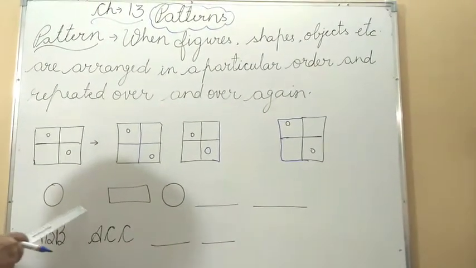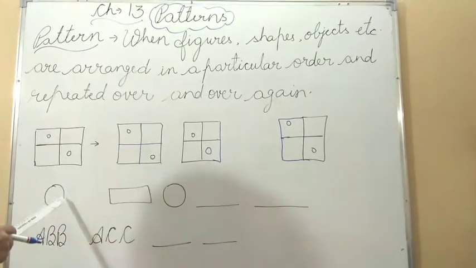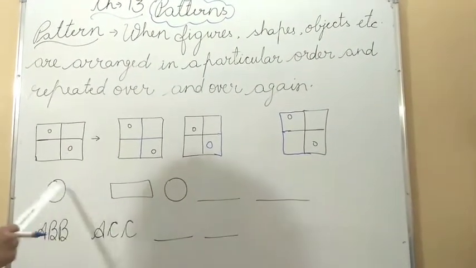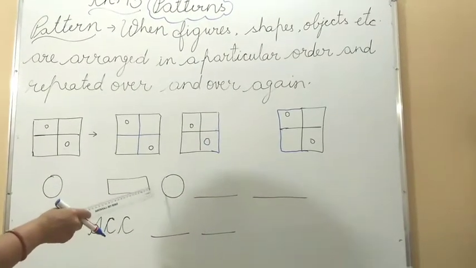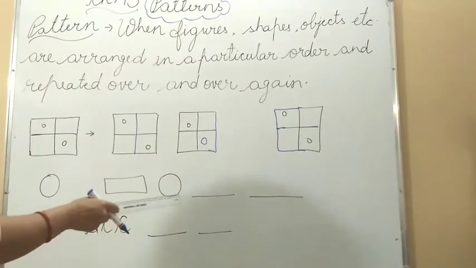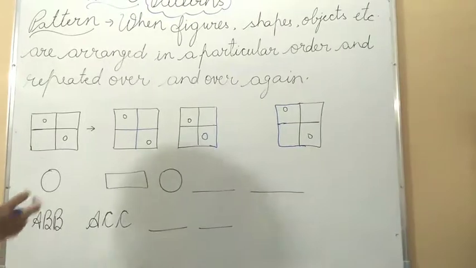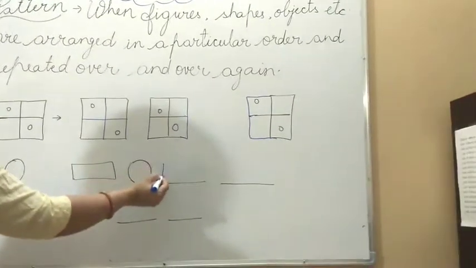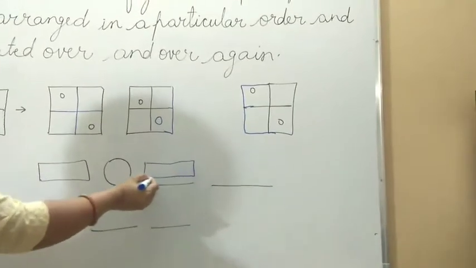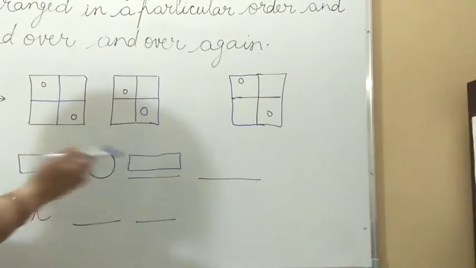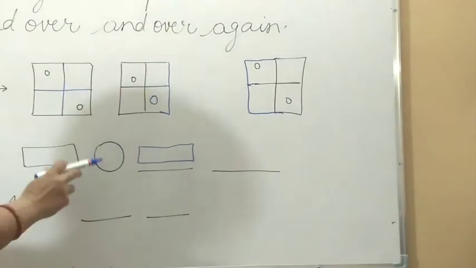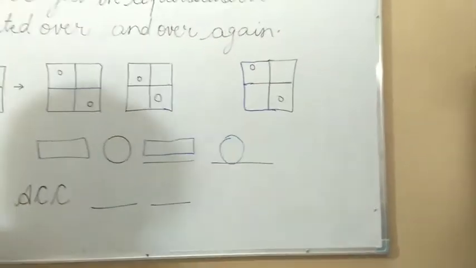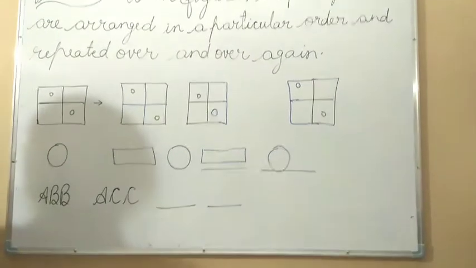Now we will complete this pattern. What is given here? Circle, rectangle, circle. When you speak it out, you will find which pattern will come in the next step. Circle, rectangle, circle. Now what will come here? Rectangle. Then next, circle, rectangle, circle, rectangle. What will come here? Circle. In this way we have to complete this pattern.